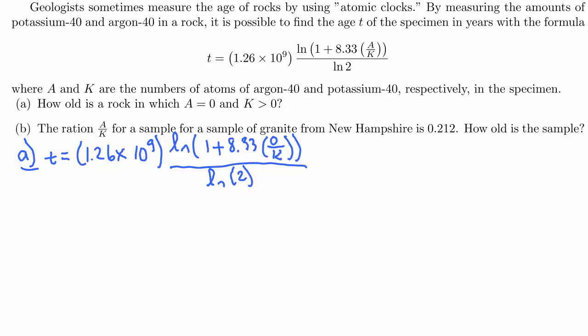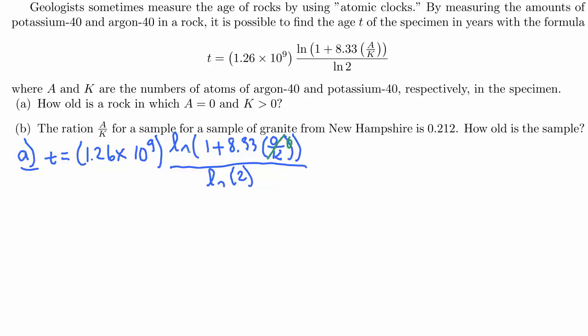Now, this all looks scary. Most people are afraid of it, but it's actually not that bad. Work from the inside out of the numerator. Notice that 0 divided by anything that's not 0 is 0. So this value here is 0. And 0 times anything, this 8.33 in this case, is 0. So what I'm left with here is 1 plus 0, which is 1.